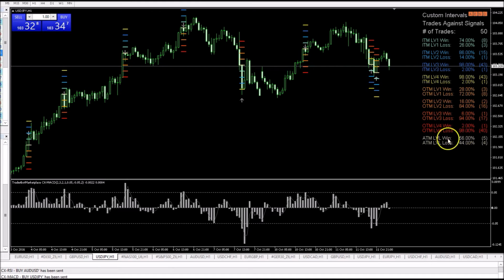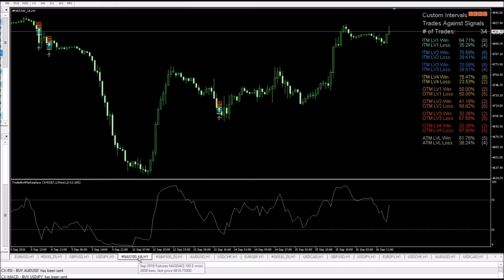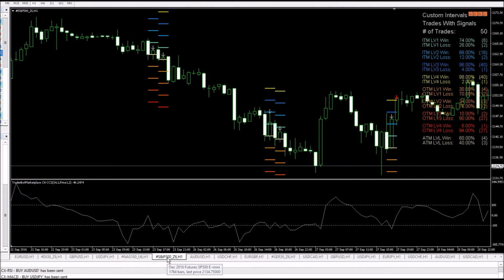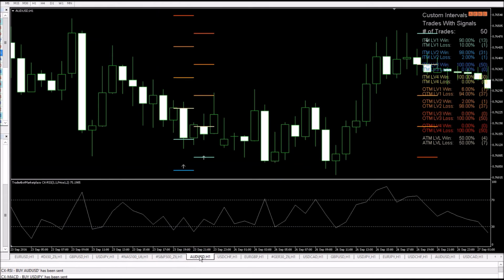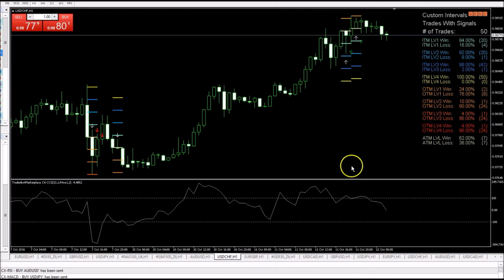USD yen, a little better than break even here, but the win rate in the money is 74% for 10 pips out. The NASDAQ or the US Tech 100, 61% ATM win rate. Doesn't come along very often. The S&P is at 60% win rate. Australian dollar, it's only about a 50% win rate on the ATM, but the ITM 10 pips out is 90%. It's only lost one time in a row over the past 50 trades. USD Swiss franc, 62% ATM, 84% ITM.